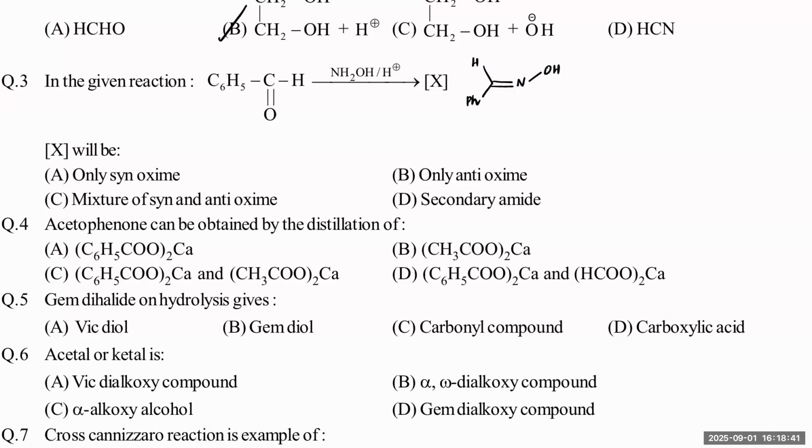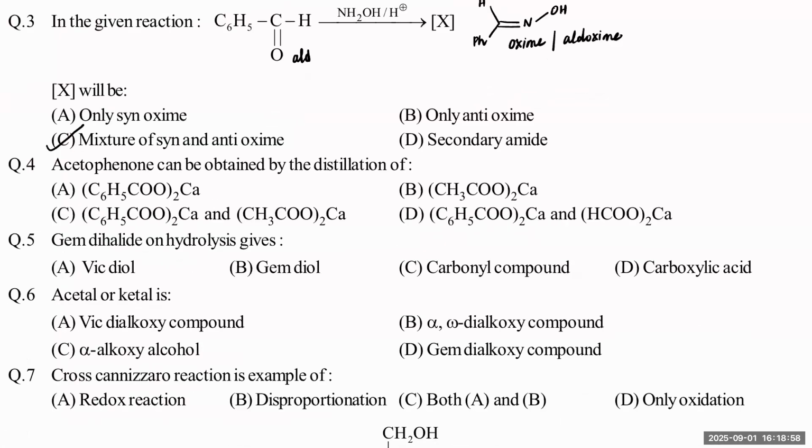It is coming from an aldehyde and forming an oxime. If the compound is forming an oxime from an aldehyde, it is called aldoxime. So what are we going to get? We are going to get a mixture of syn and anti aldoximes. Make sense? Next.